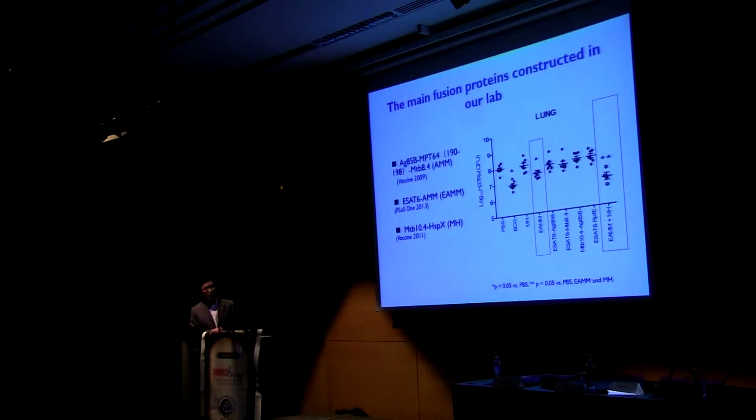So our lab has constructed several fusion proteins such as EAMMH, which contains antigen 85B, MPT64, and MTB8.4. After that, we linked ESAT to EAMMH. We call it EAMMH. So the EAMMH contains the antigens from the replicating bacteria. Then we constructed another fusion protein, TB10.4 and HspX. In these fusion proteins, one antigen, HspX, is from the dormant stage.